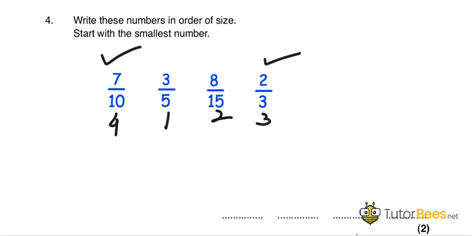Which one is the least? 8/15. Yeah, 8/15 is the least. Oh, sorry, just number 1 and 2. 8/15 is 1, and this is 2, and then this is 3, and this is 4. Well, good job. Please read the word problem.